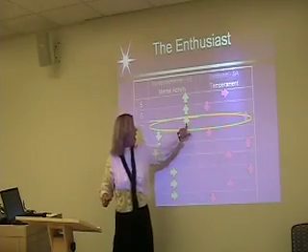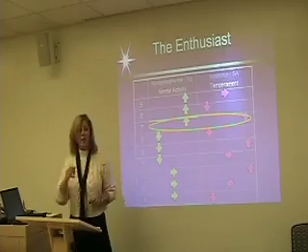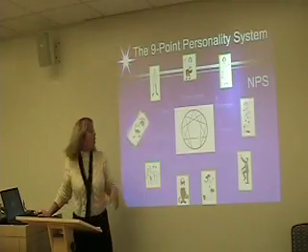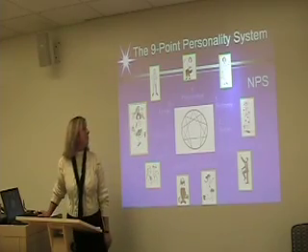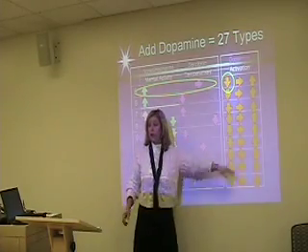Likewise, if you have the high norepinephrine type and the high serotonin type, you get someone who's thinking, what else can go right? What else can go right? Or you get the wild and crazy enthusiast, the 7. And the 27 types are when you start to include dopamine.